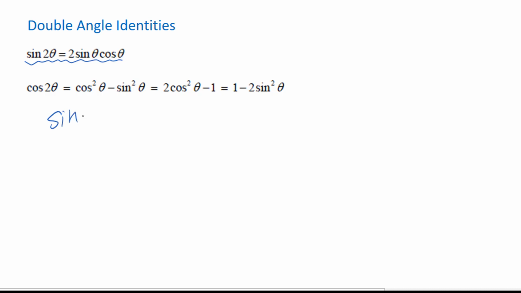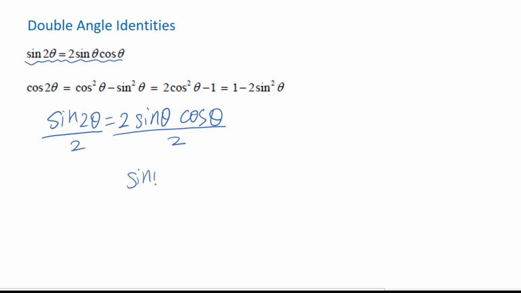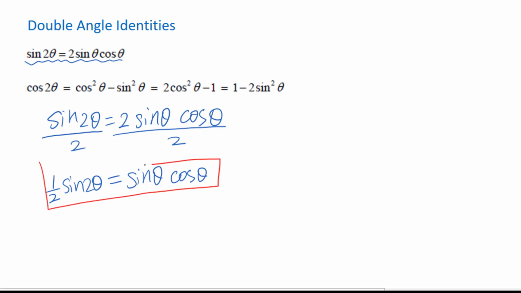Let's analyze this formula. First of all, we divide both sides by 2. Then you can get sine theta cosine theta equals 1/2 sine 2 theta. Try to remember this formula.